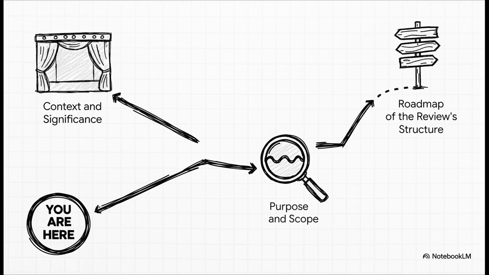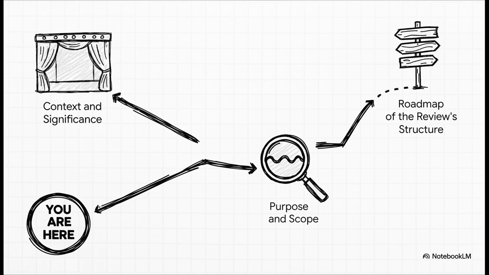Job 1, set the scene. Why does this topic even matter? Job 2, be super clear about your purpose. Tell the reader exactly what this review is going to cover. And Job 3, give them a roadmap. Briefly tell them the main themes you'll be discussing.